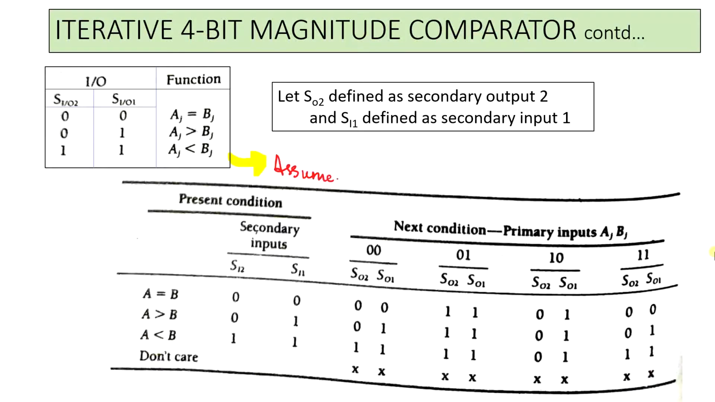So here I am having the next condition, which is AJ, BJ of the form 0, 0, 0, 1, 1, 0, 1, 1, because they are 2 operands of 2 bits. So that is why you can have 4 combinations, that is 0, 0, 0, 1, 1, 0, 1, 1. So let me check out as to how I have obtained these results. For that, let me explain you row wise corresponding to A equal to B, A greater than B, A less than B, and the last one, that is the don't care.